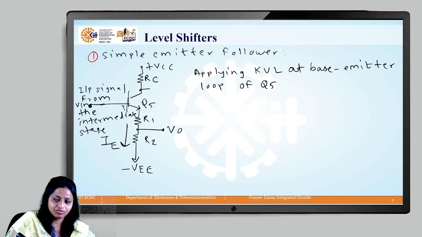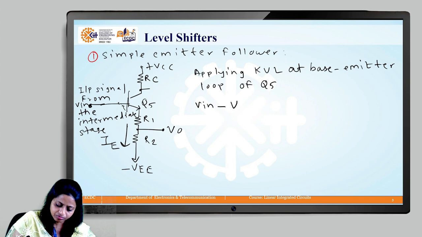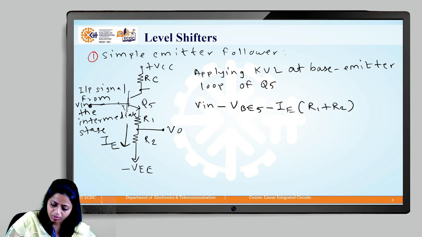we can write this equation as Vin minus the voltage potential difference across the base emitter terminal, that is VBE, minus drop across this R1, R2, since the same current is flowing through them. So, R1 and R2 are in series, minus of minus VEE, is equal to 0.